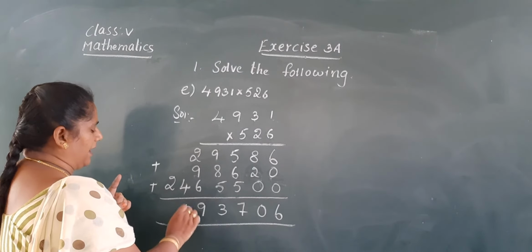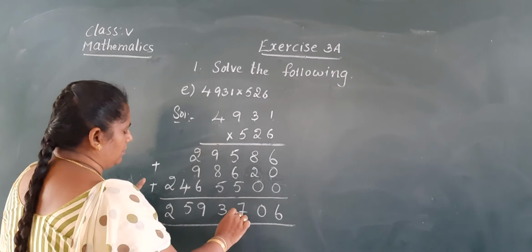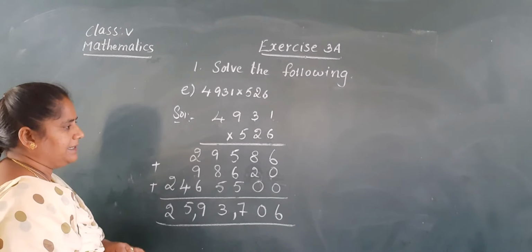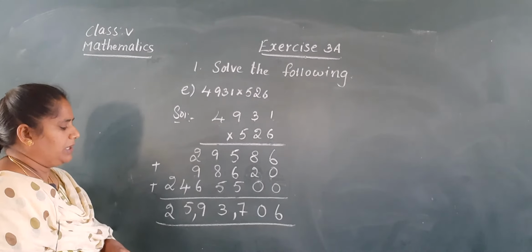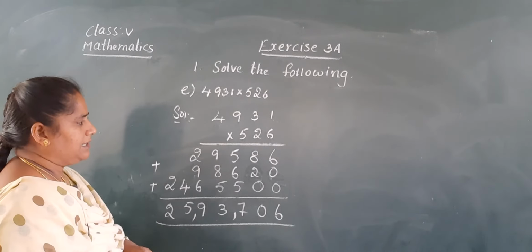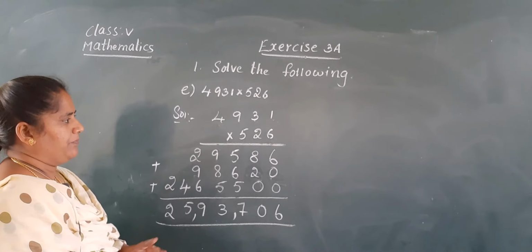1 plus 4, 5, and this is 2. So, 25,93,706. So, what's the answer? 25,93,706. Okay, ma?